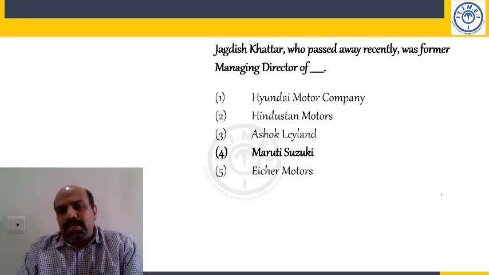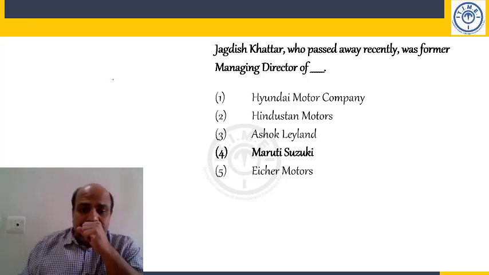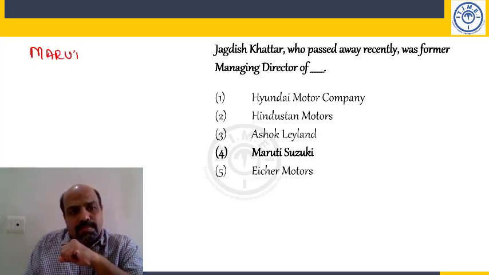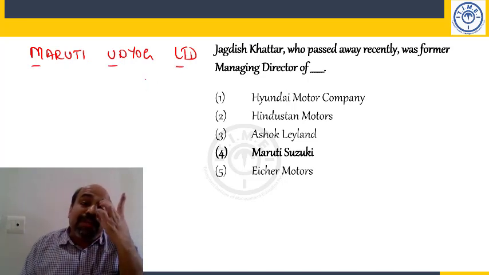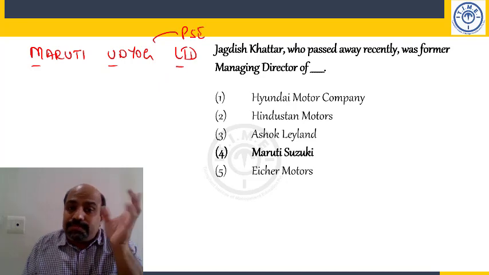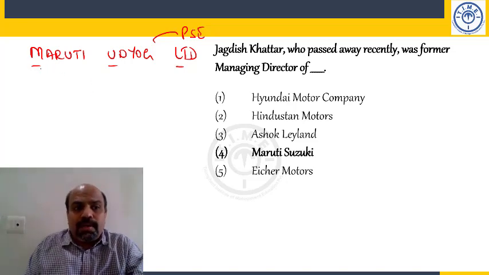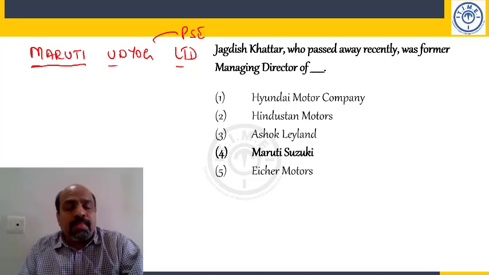Jagdish Khattar, who passed away recently, was a former managing director of Maruti Suzuki. Maruti Suzuki was started as Maruti Udyog Limited, MUL. It was a Government of India company, started as a public sector enterprise. It was a dream of Sanjay Gandhi. It is named after Bhagwan Hanuman, and the technical collaboration came from Suzuki Corporation of Japan.